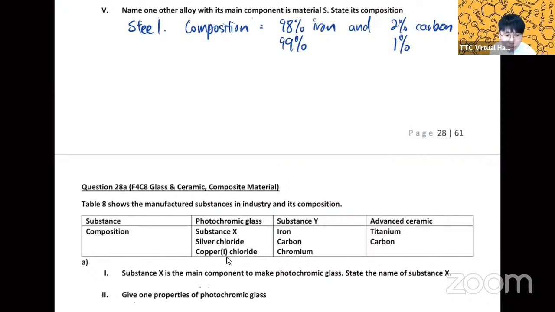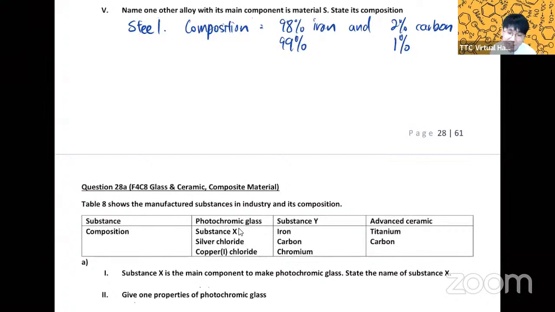Copper(II) chloride is also the one that changes color, but the main component to make photochromic glass... Oh, okay. They're not asking for the one that changes color. Technically, for the one that changes color, they give you a radio. So what is X? It's a photochromic glass.